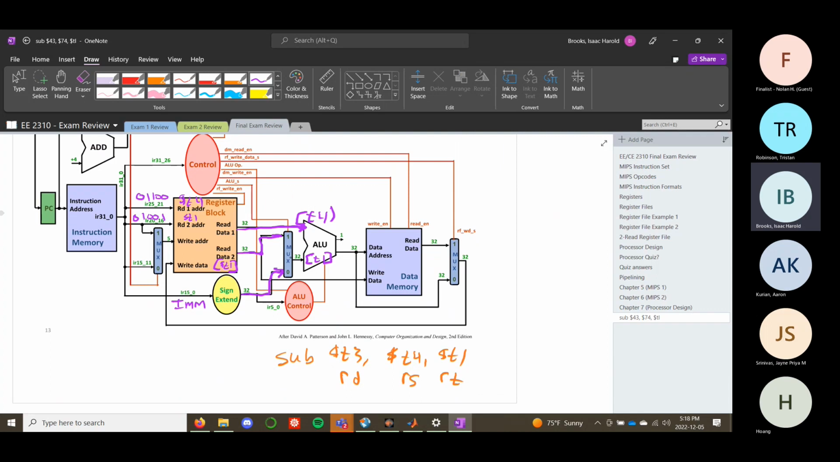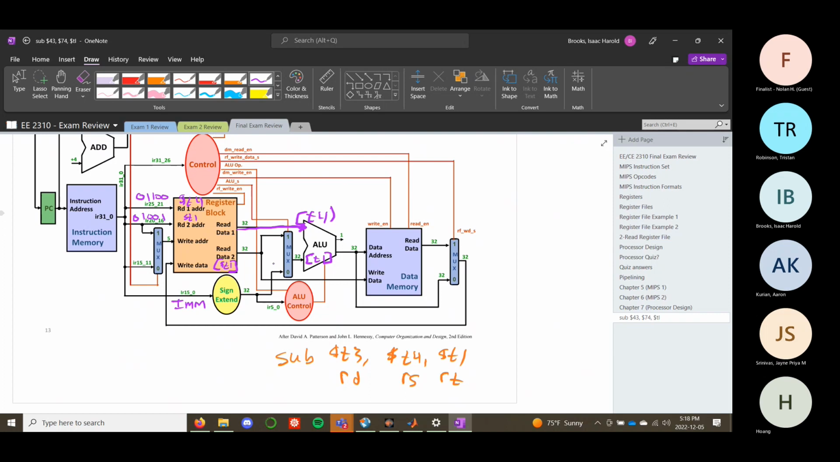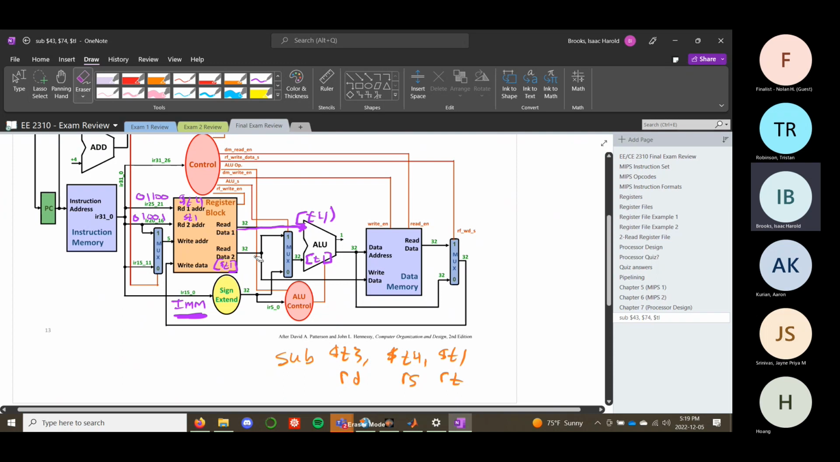So this MUX has to choose between the contents of T1 and the sign extended immediate. If there was an add immediate, then this would be useful information and this would be garbage, because we don't have a second read register. So one of them is going to be garbage.